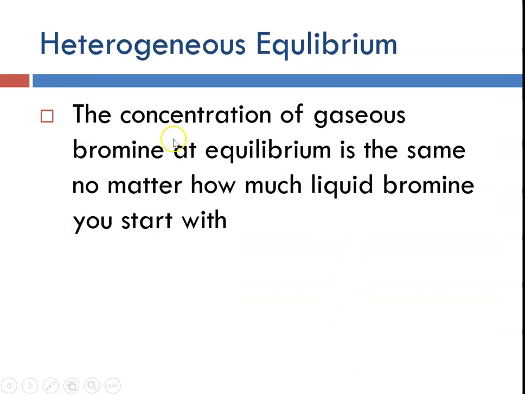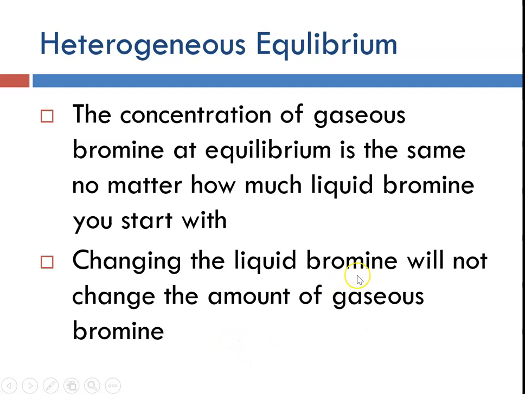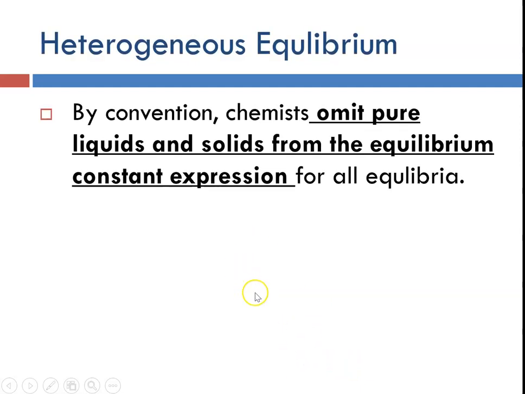So the concentration of gaseous bromine at equilibrium is the same no matter how much liquid bromine you start with, as long as there's enough to go into the gas phase and fill the container. Changing the amount of liquid bromine will not change the amount of gaseous bromine that forms at equilibrium. So by convention, chemists omit pure liquids and solids from the equilibrium constant expression for all equilibria.